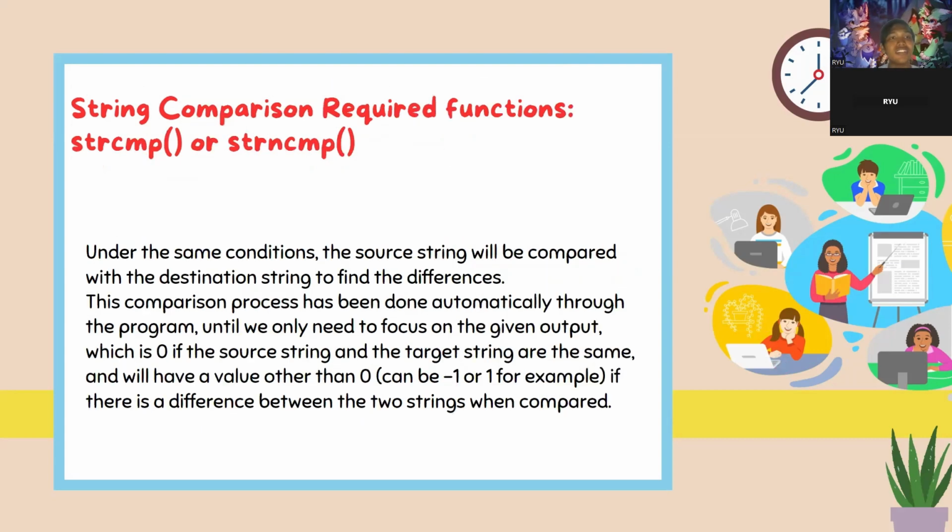String comparison requires the function strcmp or strncmp. Under the same condition, the source string will be compared with the destination string to find differences. This comparison process is done automatically by the program, so we only need to focus on the given output, which is 0 if the source string and the target string are the same. And we have a value other than 0, which can be -1 or 1, for example, if there are differences between the two strings compared.